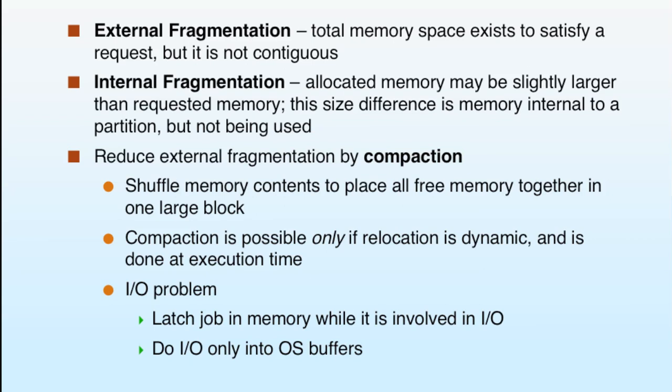So, internal fragmentation is where we have allocated memory and it might be slightly larger than the requested memory, or what was needed. And the size difference in the memory is internal to the partition, to the process, and it's not being used. It's being wasted. It's like you took it because it was given to you, but you don't really need it, you're not using it, and you can't give it back. It's stuck inside your process space.